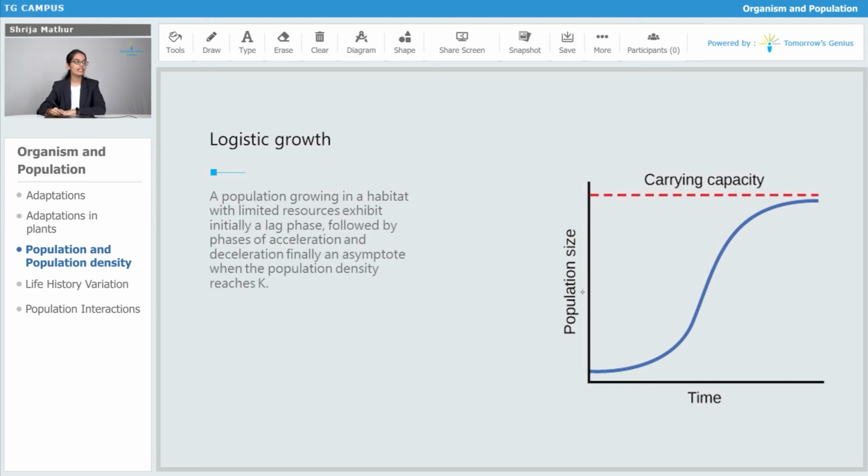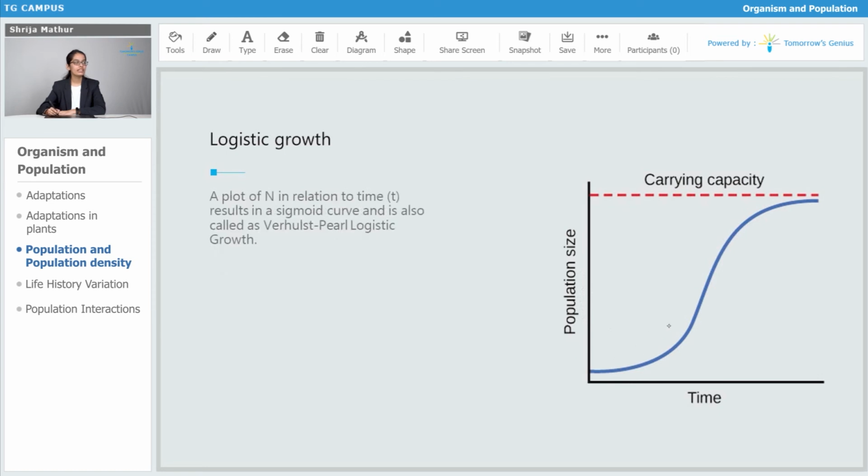A population growing in a habitat with limited resources initially exhibits a lag phase. Here you can see this is the lag phase. A plot of N in relation to t, that is population size with relation to time, is a sigmoid curve, an S curve. Initially you get a lag phase, after the lag phase you get an exponential phase, and after the exponential phase you get a stationary phase when the population size reaches the carrying capacity. This graph is also known as the Verhulst-Pearl logistic growth graph. So this is the logistic growth graph.